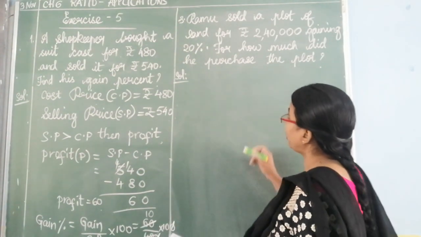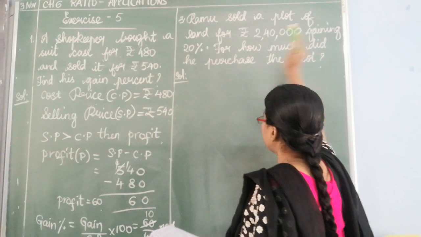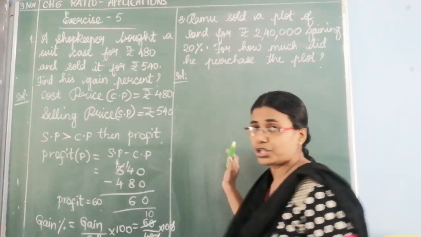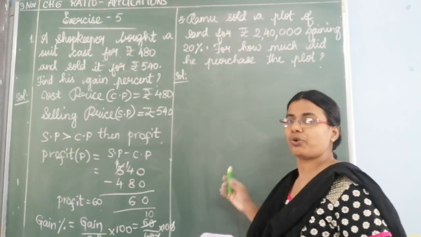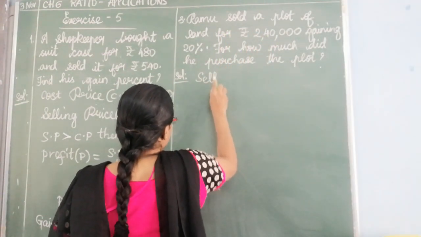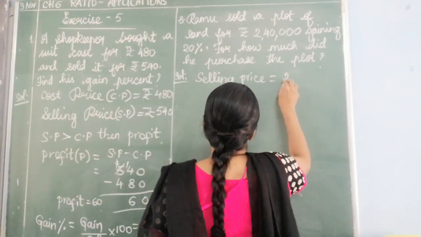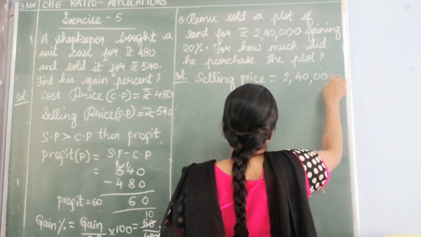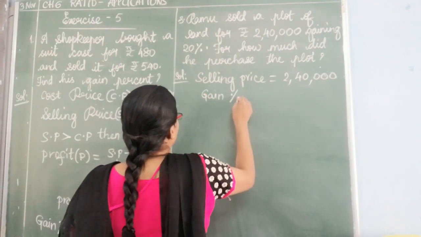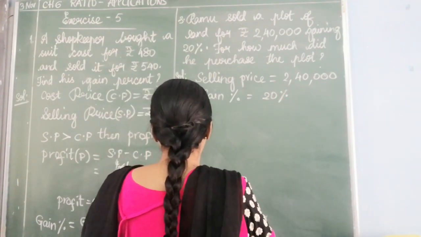Let us do the third problem now. Ramu sold a plot of land for rupees 2,40,000, gaining 20%. For how much did he purchase the plot? This is what you need to find out. So what we are going to do is write what is given. Here sold, so selling price is given here. Whatever is given we are trying to write. Selling price is 2,40,000. Then what did they give? Gain percent they have given. What is the gain percent? 20%.